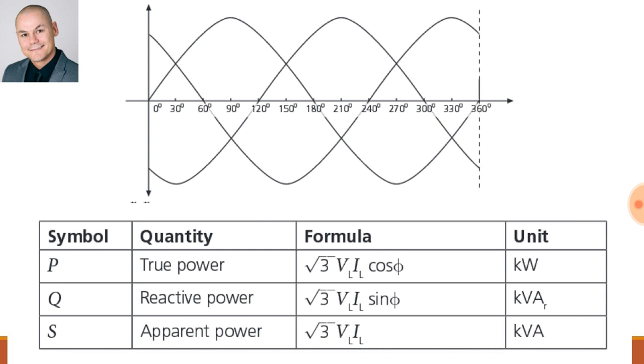Now, the most important thing to take note of in this three-phase table is that these formulas make use of square root 3, and we use line values.